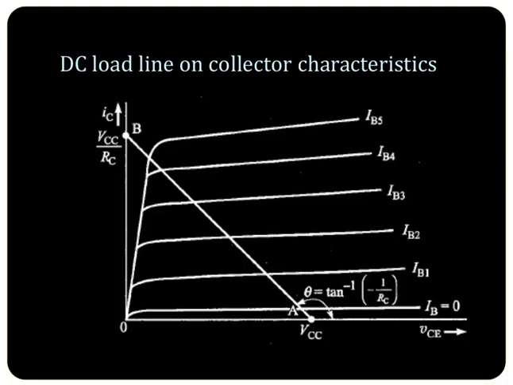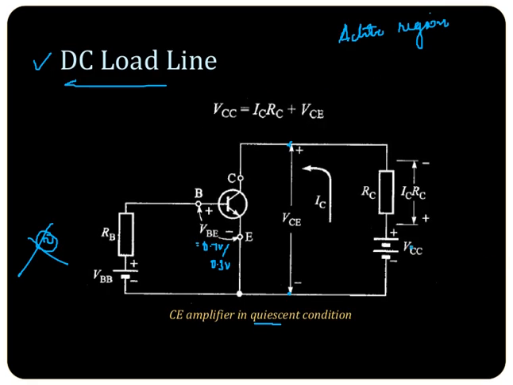Now you observe here the DC load line on the collector characteristics. So what is the significance of this DC load line? As you have seen in the previous circuit diagram, IC RC is the output which is taken across the load. Here the signal is 0, so you are observing the quiescent condition. This transistor is a non-linear device. It has input and output characteristics which are non-linear.